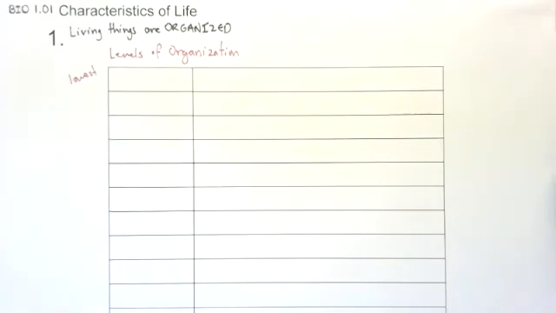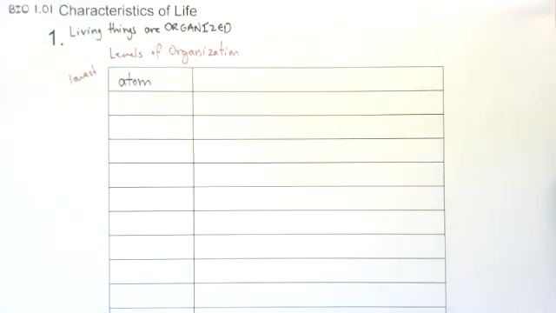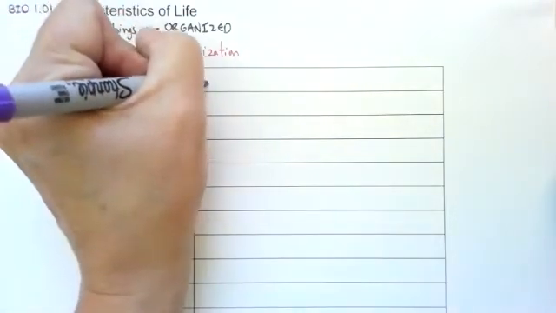So the smallest level that we have is an atom. And this whole first chapter should be review from previous science classes. So that's the other reason I like to do this chapter, it kind of gets you going back through things you talked about in other science classes. So an atom is the smallest piece of matter.